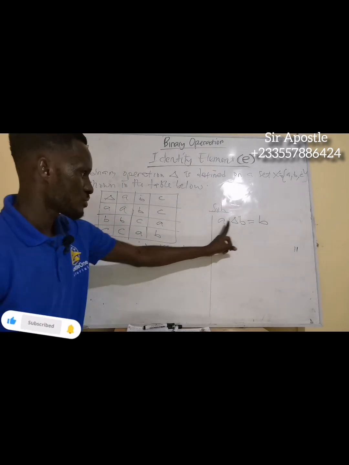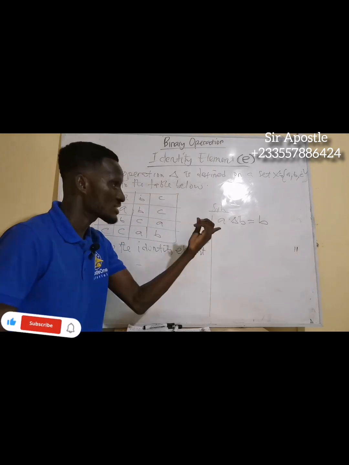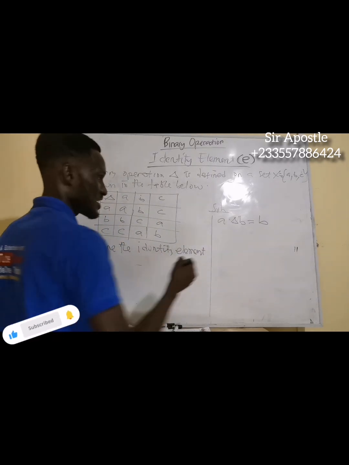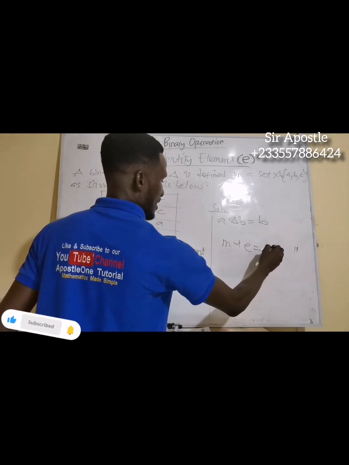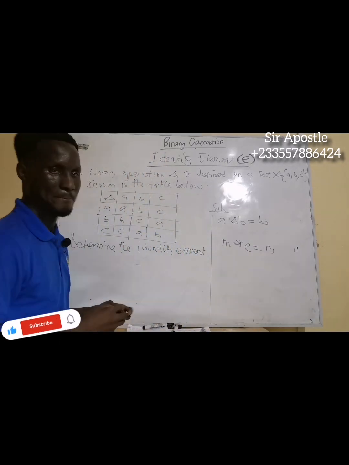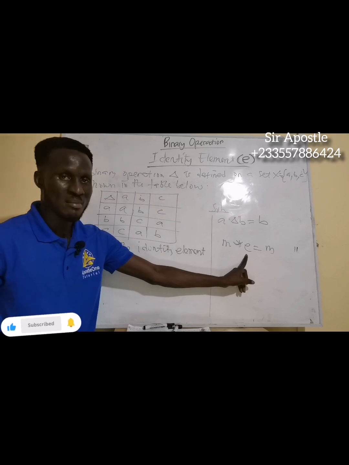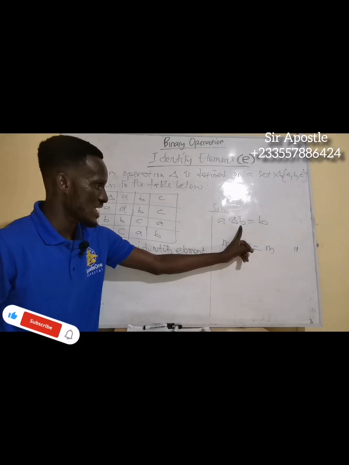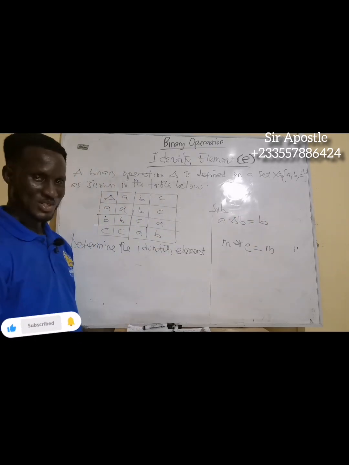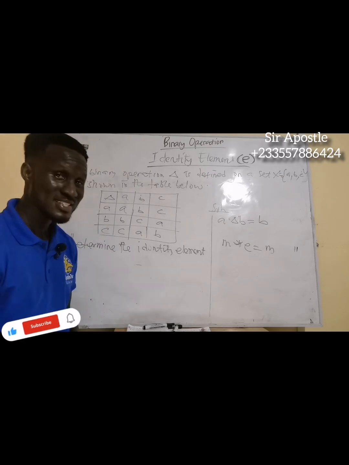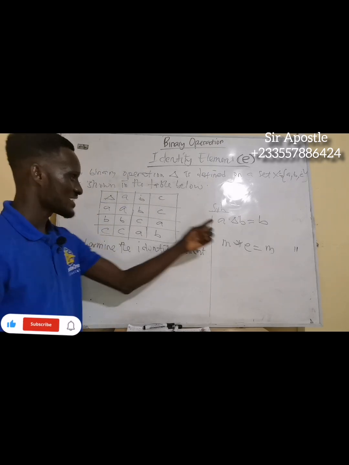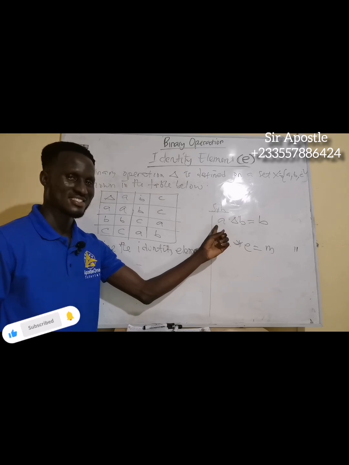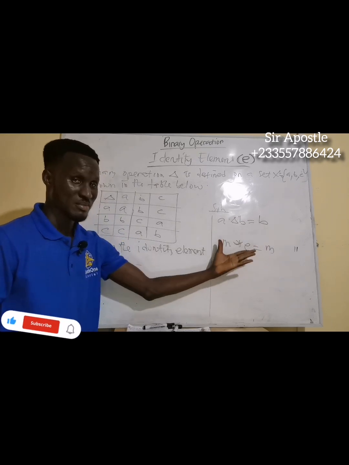So when you have A operation B giving me B, what is the identity element per our explanation? If I have M operation E, it's supposed to give me M, where E is the identity element. So if A operation B is giving me B, which one is the identity element? Yes, I want to see if you are following. Very good, yes, the identity element is A, because it's giving me B.